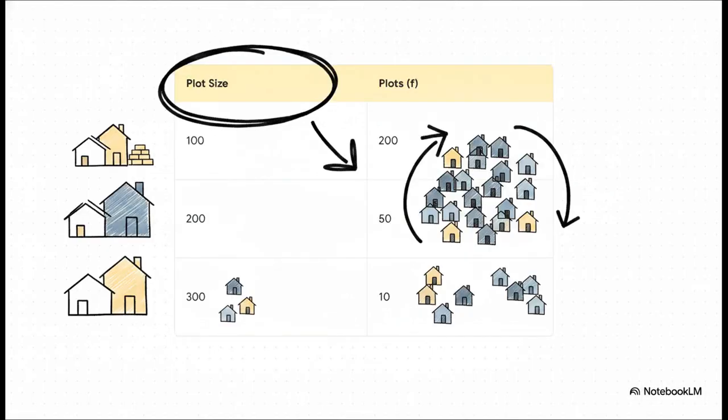The mode is incredibly useful for qualitative data or when you're looking at distinct categories. Take a housing colony, for example, where we have plot sizes of 100, 200, and 300 square meters. If the 100 square meter plot has 200 units, vastly outnumbering the others, the mode instantly tells a builder that the 100 square meter plot is by far the most in-demand or typical choice for buyers.